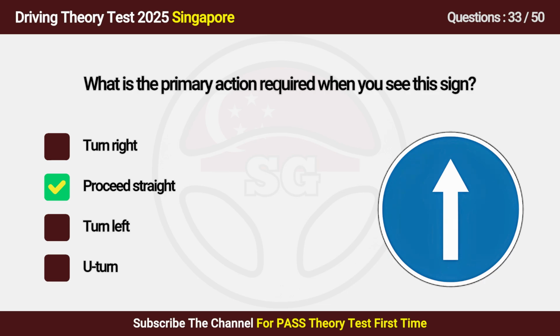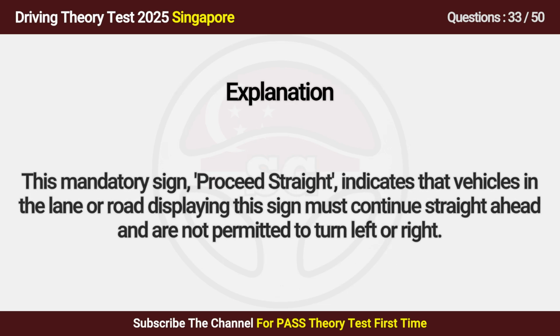Answer is B. Proceed straight. This mandatory sign, proceed straight, indicates that vehicles in the lane or road displaying this sign must continue straight ahead and are not permitted to turn left or right.